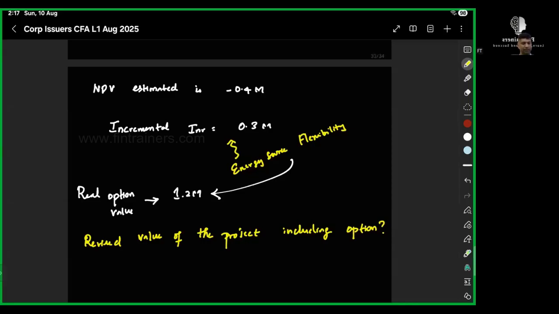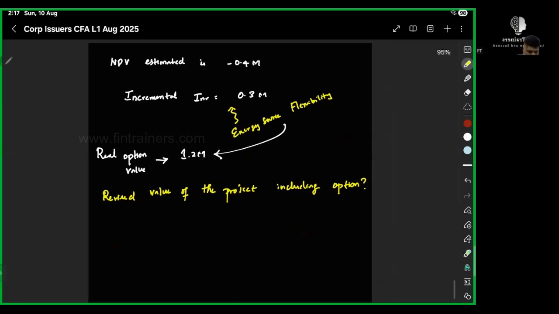And when you do that, the value of that option is 1.2 million, right? So just some addition and subtraction. That's what we have to do. You don't have to do anything difficult here. So you're starting with negative value. So when I start with this, my value of the NPV is minus 0.4.